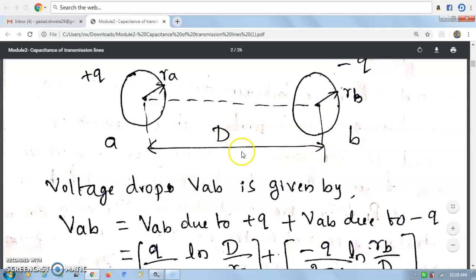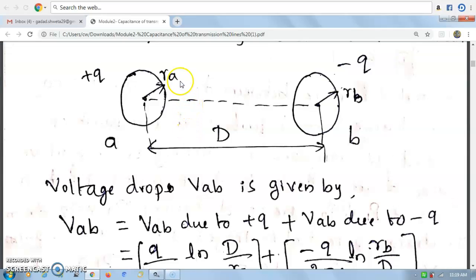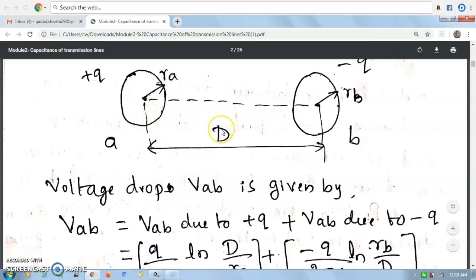Air is the dielectric medium between them. The charges on the conductors are plus Q on conductor A and minus Q on conductor B. The voltage VAB between the two conductors can be obtained by finding the potential difference between the two conductors of the line. First, let us find the voltage drop due to plus Q on conductor A, and then the voltage drop due to charge minus Q on conductor B.